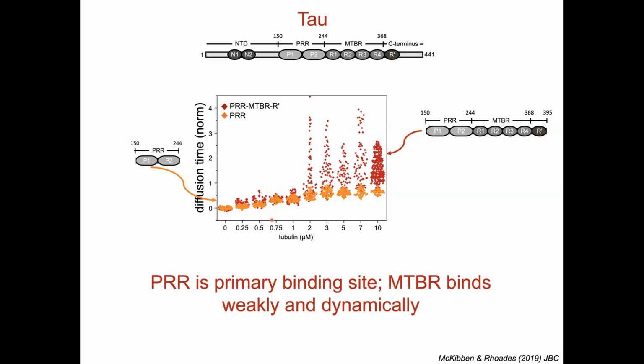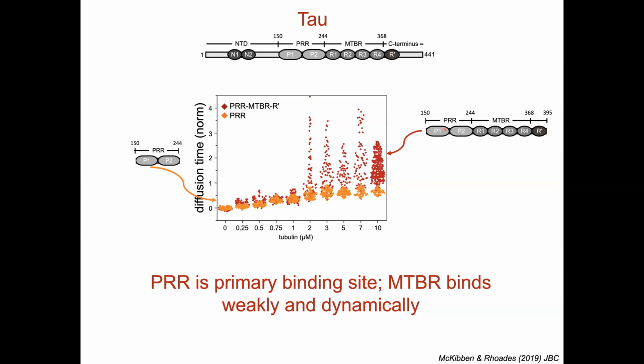So how we have interpreted this data is that this proline-rich region actually serves as the primary tight binding site for tubulin. The reason we think this is true is, first of all, we know that it can bind, because we wouldn't see this increase in diffusion time for the PR alone if it didn't bind. But the fact that these data overlay each other so well at these low concentrations suggests to us that even in the context of this longer construct, we're populating the binding sites in P1 and P2 first.